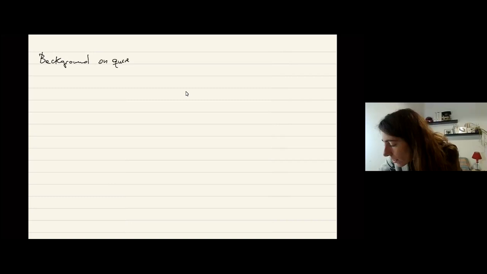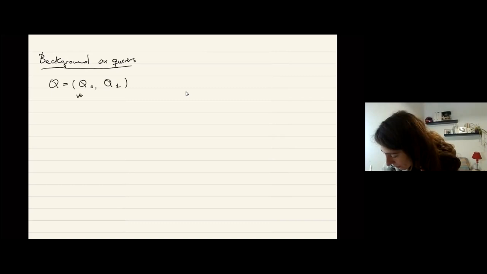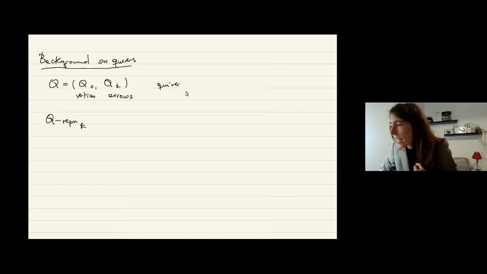So a quiver is just an oriented graph. So Q0 is going to be for me the set of vertices, and Q1 is the set of oriented edges. That's a quiver. So we want to deal with a quiver representation, a quiver representation over some field K. Somehow it appears already in Monica's talk. So one way of seeing this, so she was talking about representation of a category, then you can think of the category associated to the quiver and then that's the same. But like, it's really nothing but a collection of K vector spaces.